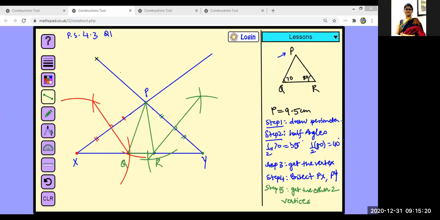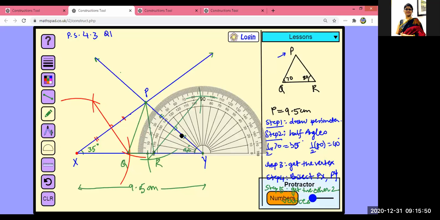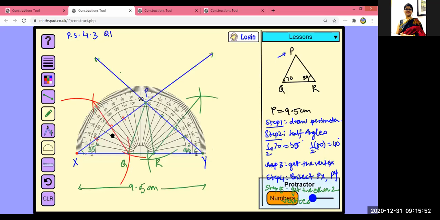I hope you all are able to follow. So this completes the first question of practice set 4.3. Always draw the arrowheads to all the ends and check if everything is labeled. So angle X was 35 degrees, angle Y was 40 degrees, and XY was the perimeter, which was 9.5 centimeters. Correct?